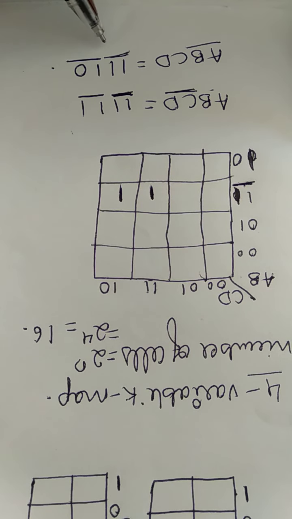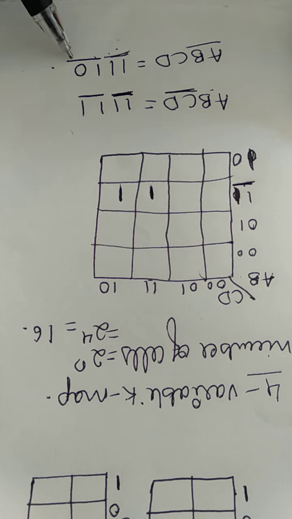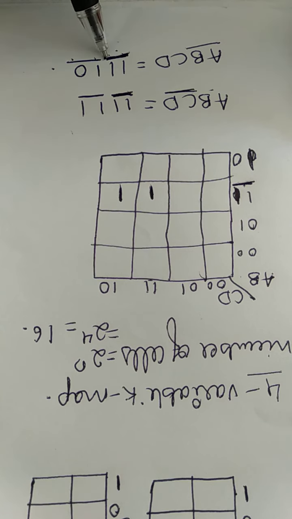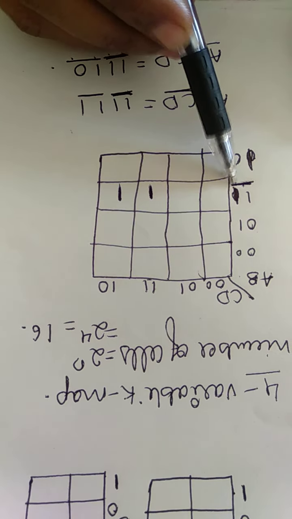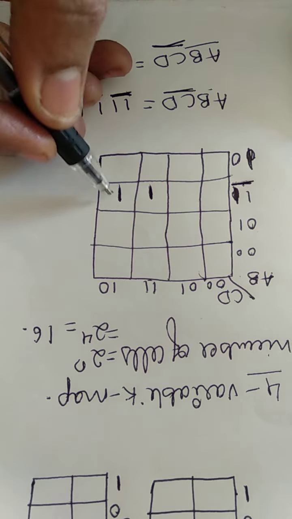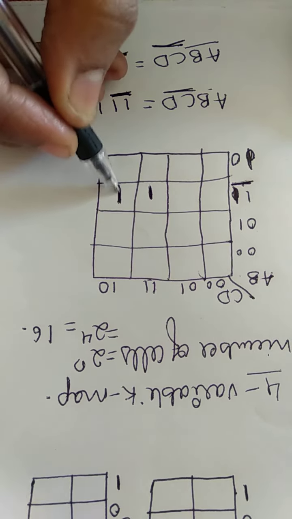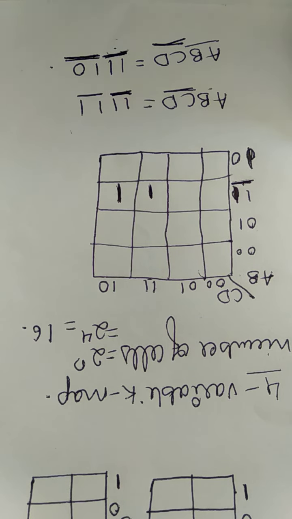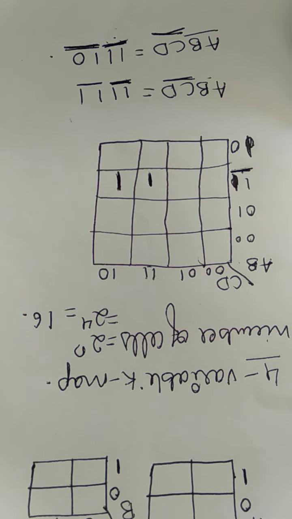And the next example, ABCD value is 1 1 1 0, then AB value is 1 1, that is 1 1, and CD value is 1 0, and this is 1 0, there we have to write 1. So next grouping will come. So in the next session we'll start with the grouping.